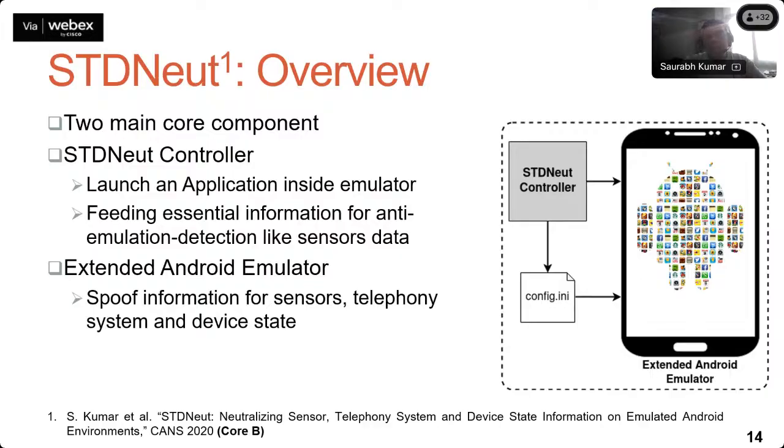For example, I want to set IMEI value X for this emulator, IMEI value Y for another emulator. So you can simply provide this information and then you can fool these things. So based on that, this is the extended emulator work.